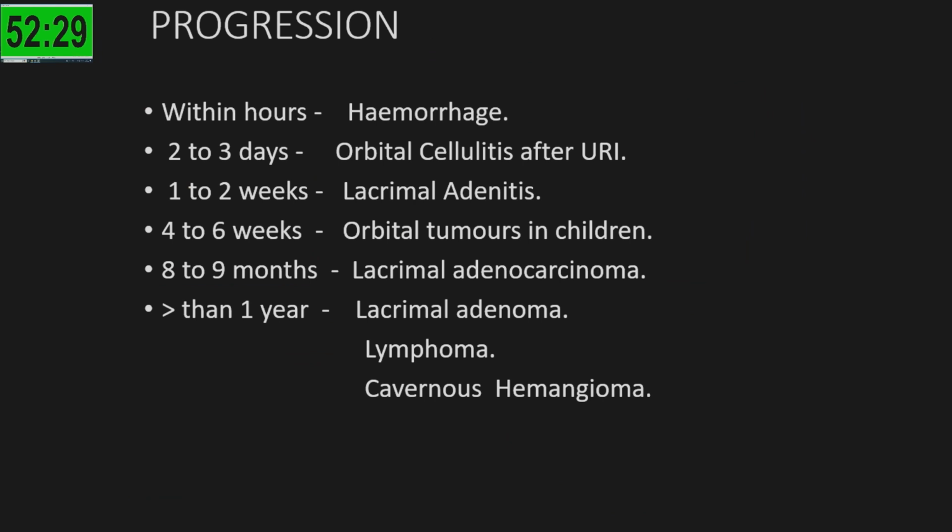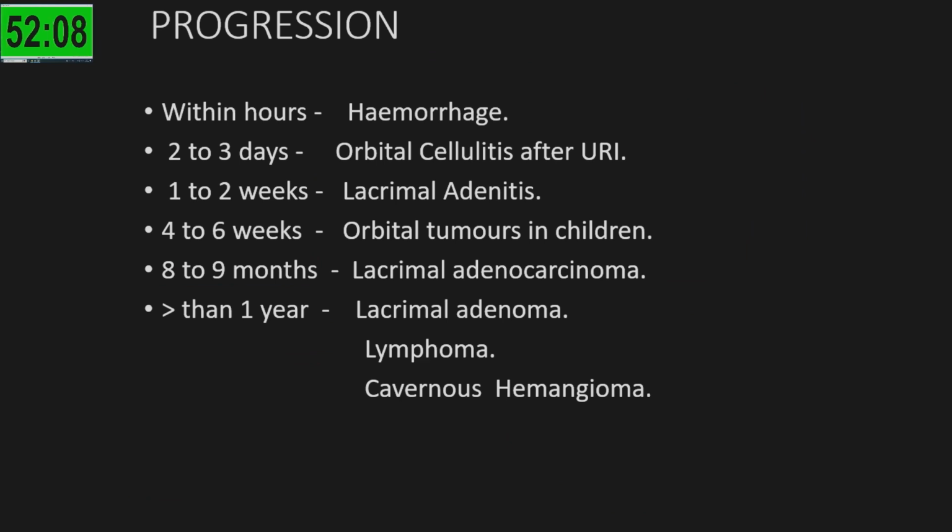So this is the most important slide in this presentation. Progression is very, very important when you encounter a case of proptosis. If it is within hours, okay, hemorrhage, you will know. Within 2 to 3 days, orbital cellulitis or any inflammation. Even within 1 or 2 weeks, you have to think of inflammation only. But tumors in children can occur within 4 to 6 weeks, that is 1 or 2 months.